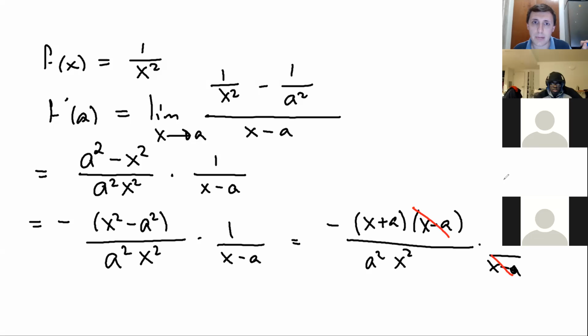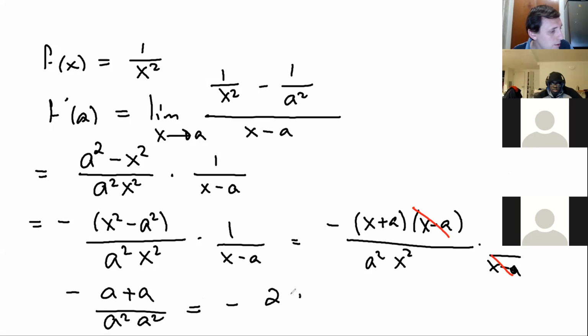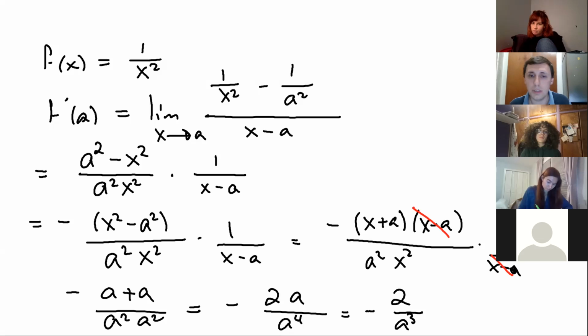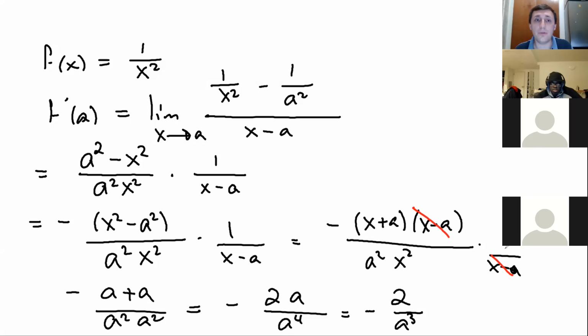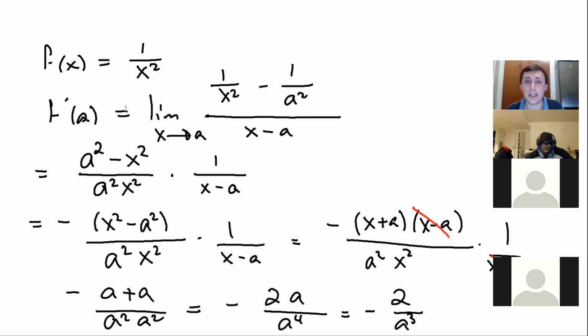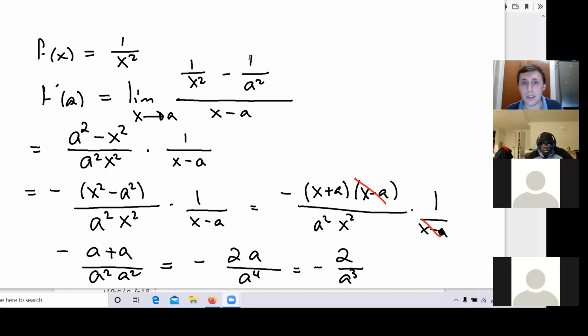Now when x becomes a, what's happening here? I will get minus a plus a divided by a squared, which becomes minus 2a divided by a to the power of 4, which is minus 2 divided by a cubed. Good? Again, guys, if you find that's difficult, you stay after class where we do more examples.